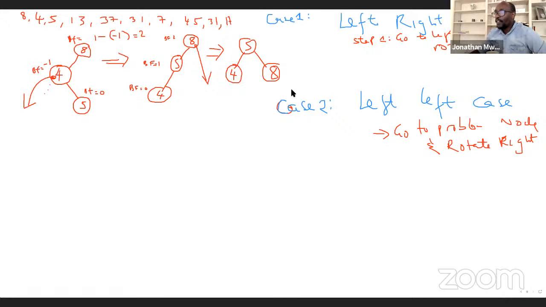Still, if you look at this tree, it's still a BST tree, it obeys the BST property. But now if you do the balance factor here at 4, it is 0. BF here is 0. BF here is 0. And BF here is what? 0 minus 0 is also 0. The tree is balanced. So far, so good. Anyone with a question?